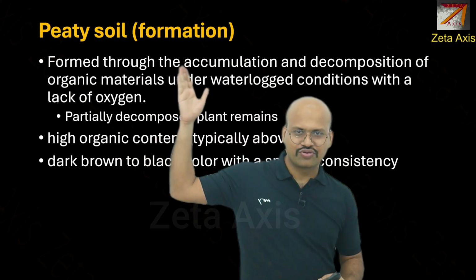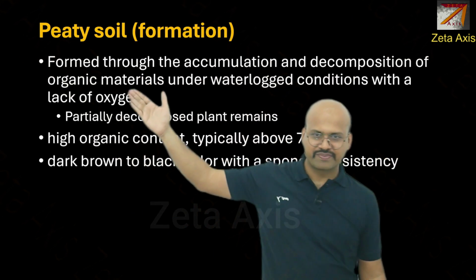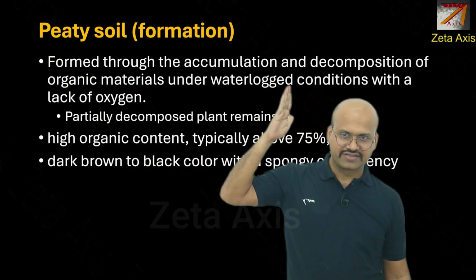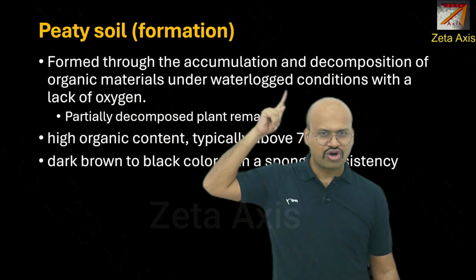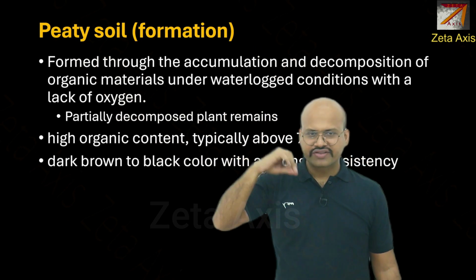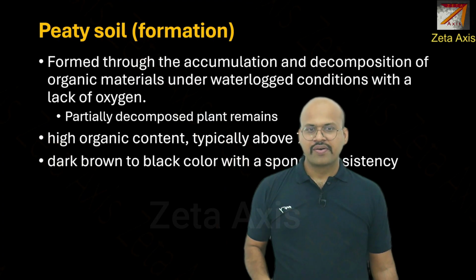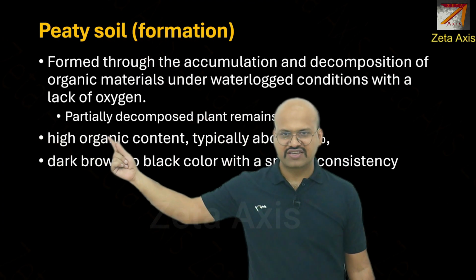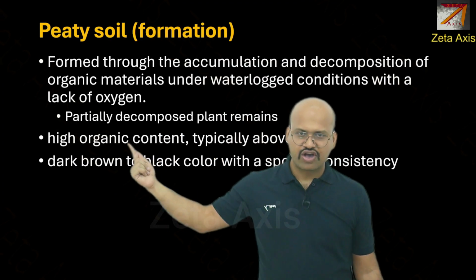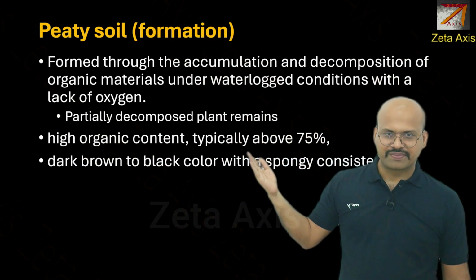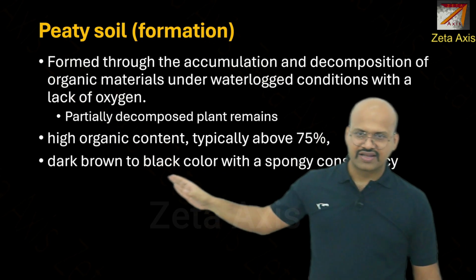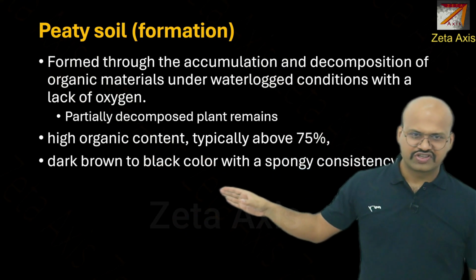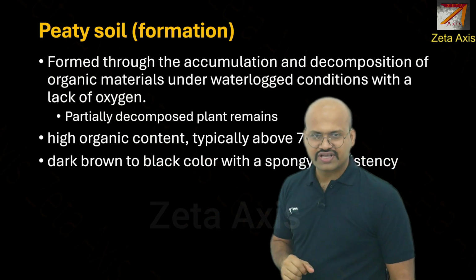So it is formed due to accumulation and decomposition of organic materials under waterlogged conditions with a lack of oxygen. Because of the waterlogged condition, oxygen cannot reach the dead parts of the vegetation, and therefore they are partially decomposed. High organic content is there in the peaty soil, typically above 75%, and the color could be dark brown to black with a spongy consistency. So they are spongy-like.